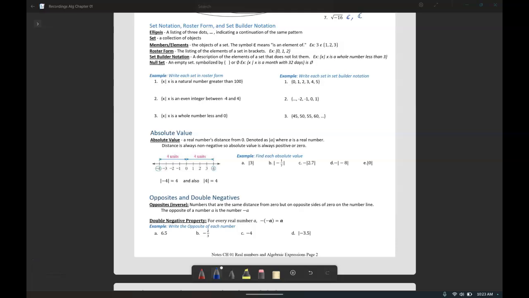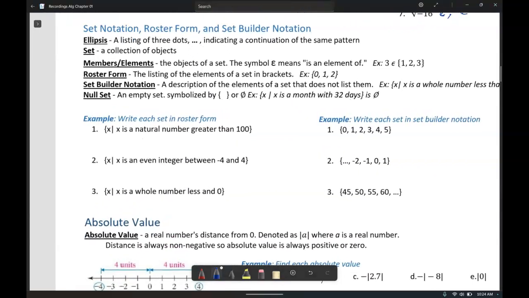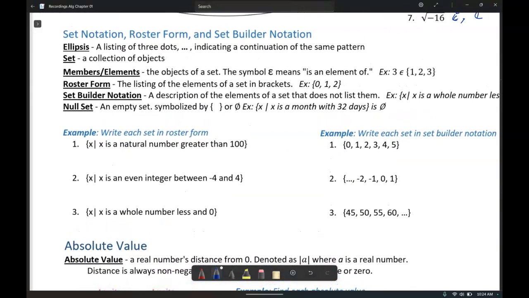The last thing I want to talk about within our Chapter 1, Section 2 is our set notation as well as absolute value and opposites. So again, let's go over some vocabulary here. First, we're talking about set notation with roster form versus set builder form. An ellipsis is a listing of three dots, indicating a continuation of the same pattern. We've seen that already. A set is a very simple definition.